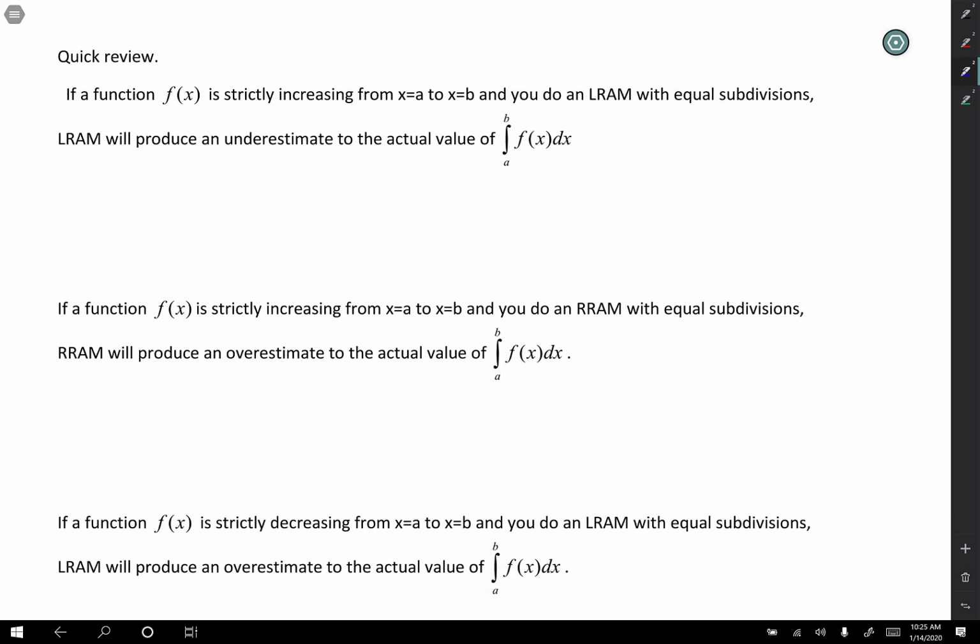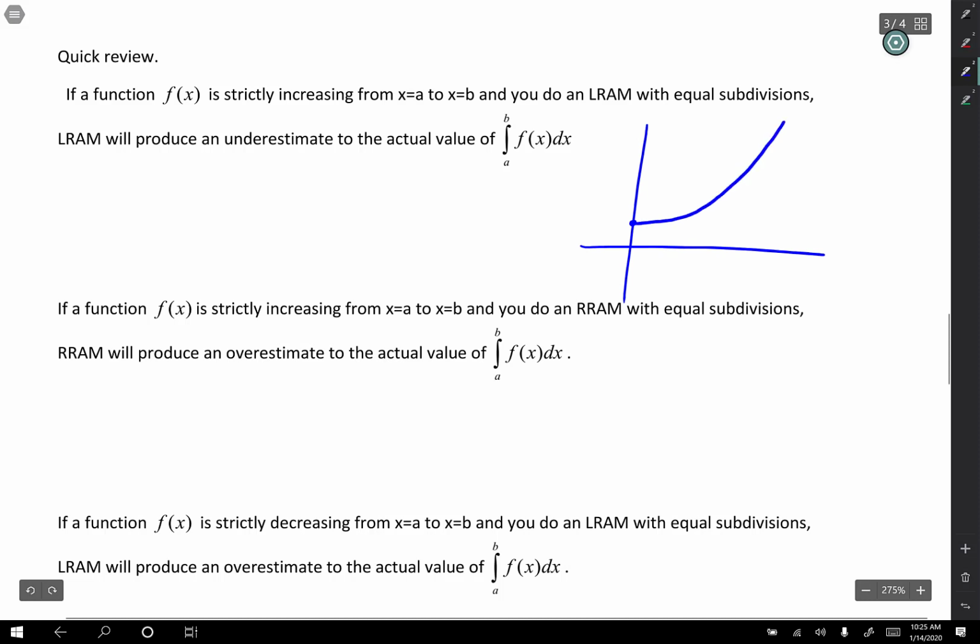Quick review, guys, because this is what your assignment's going to have today. So this is just for you guys to visualize. It says if a function f of x is strictly increasing from a to b and you do LRAM. So let me draw a function strictly increasing. So here's a strictly increasing function. A to B. And if I do LRAM, I'm just going to do 2 rectangles. Or you can see that that is under approximate, and it says under approximate.